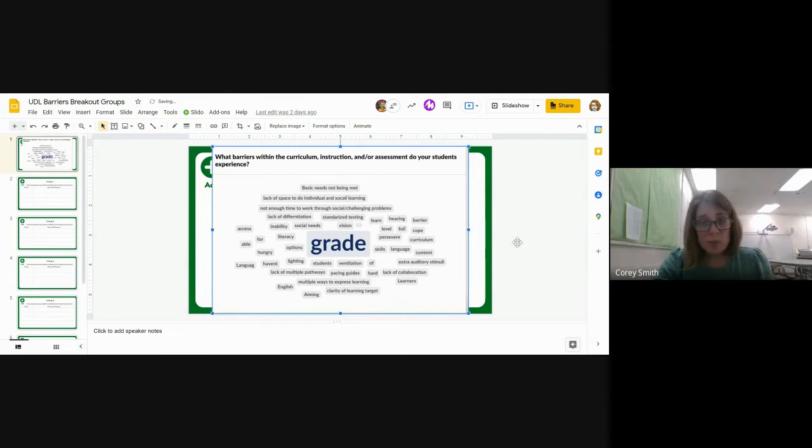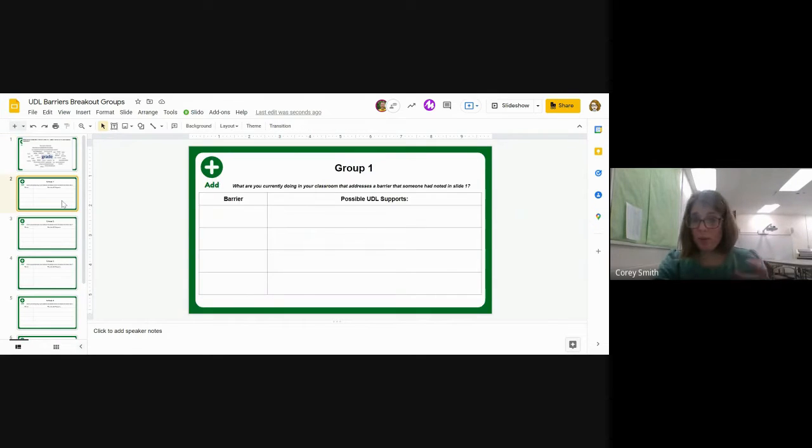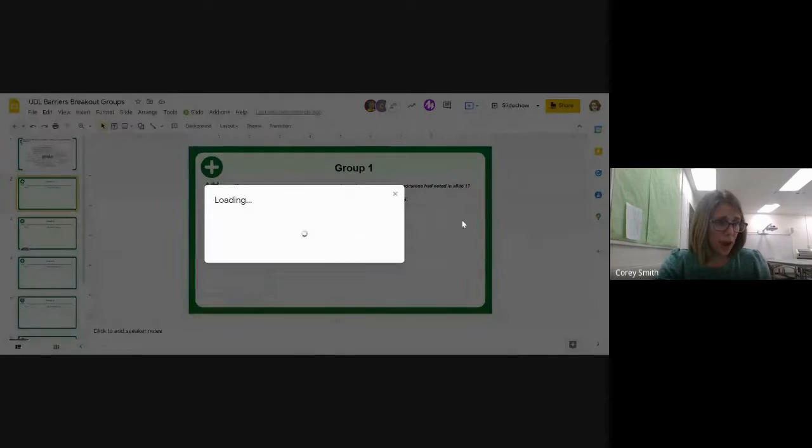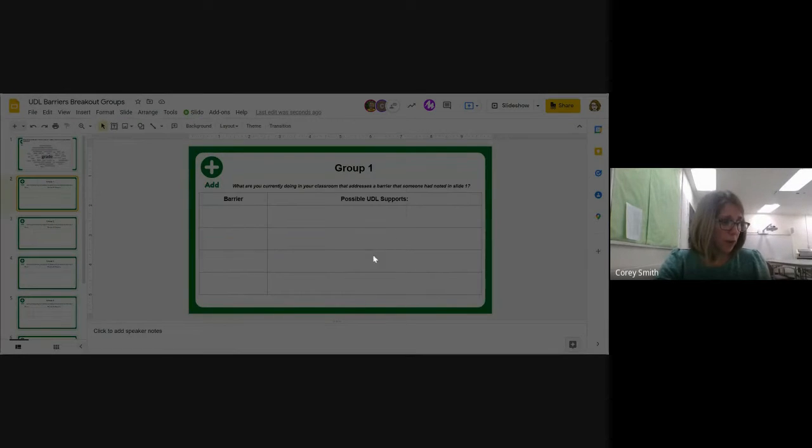All right, I have pasted the image of the barriers that you all identified. You can pick from here, or if there are other barriers that didn't come up here that your group wants to tackle, you are welcome to choose from there. You're going to find the slide that goes with your group number when you're broken out into breakout groups. It tells you what room you are. If you're room 1, go to group 1. If you're room 2, and you can put the identified barrier where it says barrier and then brainstorm possible UDL supports under that area. What questions do you have before I break you out into breakout groups?